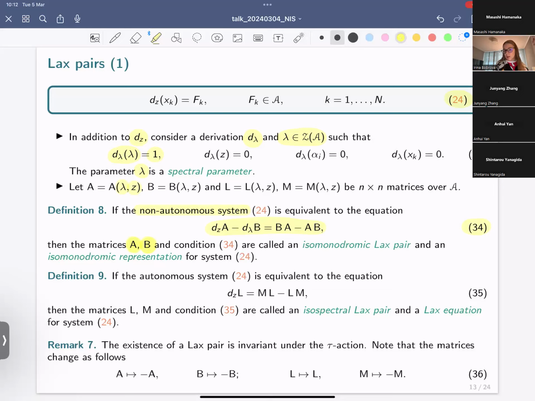And we have already seen this example for this case, when we were discussing the matrix first Painlevé equation.